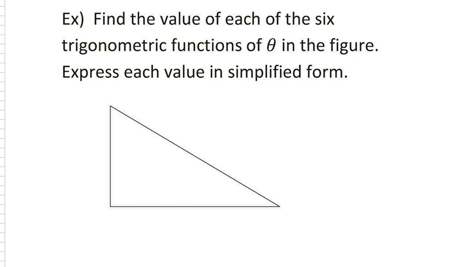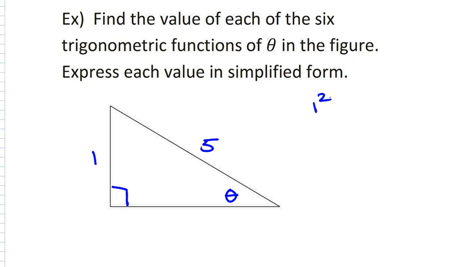So let's do another one of these. So let's call this 1, the hypotenuse 5, here's our right angle, and here's theta. And remember, it says to find the value of each of the 6 trigonometric functions in simplified form. So for example, first of all, we have to find the missing side.